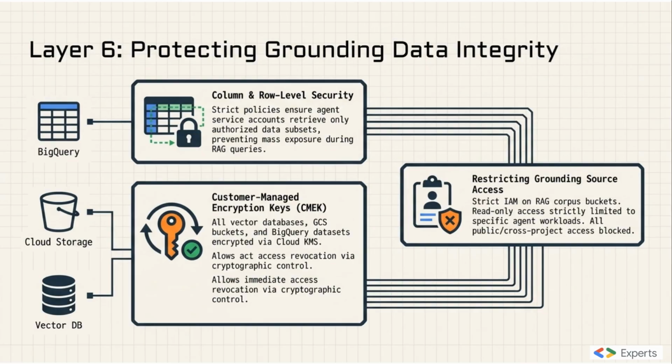Most enterprise AI agents use RAG, retrieval augmented generation. That means protecting grounding data becomes critical. Implement row-level and column-level security in BigQuery. Encrypt all cloud storage using customer-managed encryption keys. Restrict access to RAG documents with least privilege. Even if an AI agent retrieves information, it should only access data specifically authorized for that identity. The model is only as secure as the data it can retrieve.